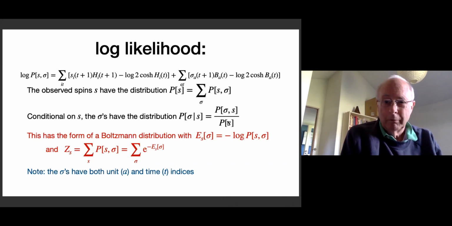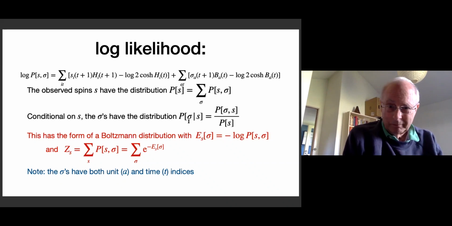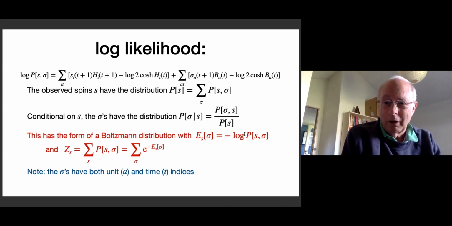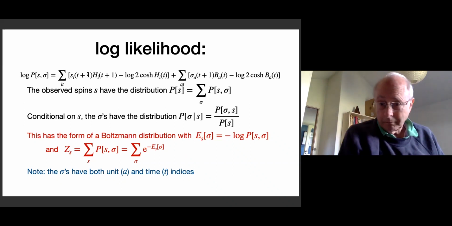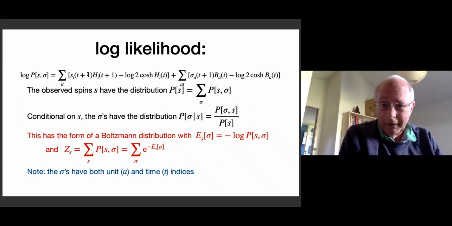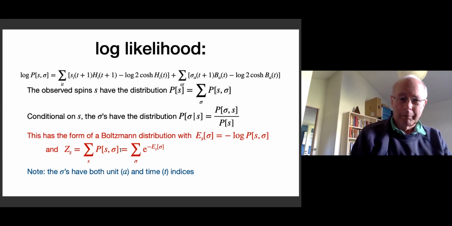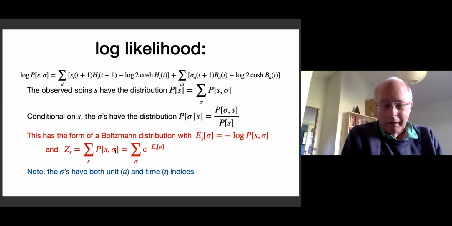And the probability of the S's is just what we have here. So this equation has the form of a Boltzmann distribution if you identify minus the log of the joint probability as the energy. So this big long line up here is the energy. And the denominator here is just what you get by integrating out, or summing out, the observed values proportional to their probabilities, right?